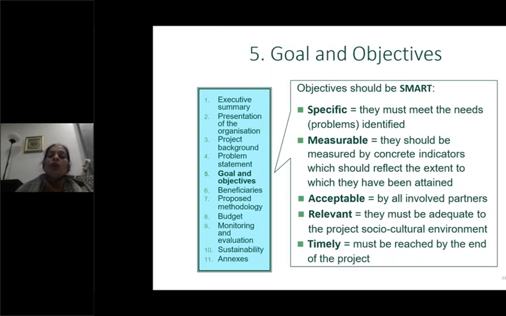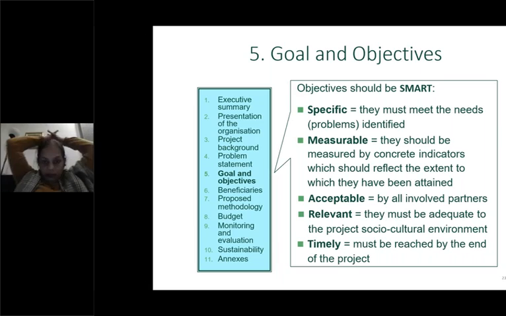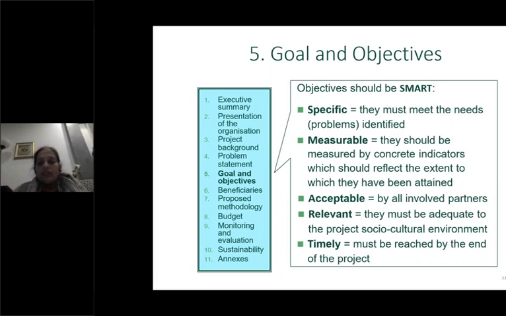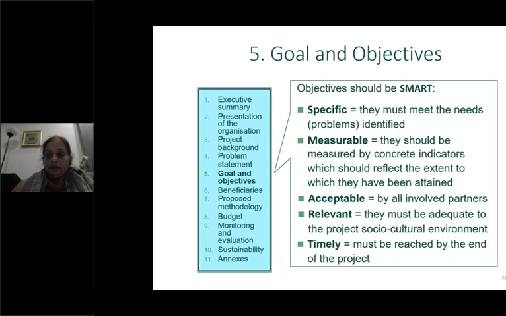And then the objective should be SMART. I think those who are from management should understand what SMART objectives are. Anybody who knows about SMART objectives? Have you heard of these SMART objectives? Anyone? Would you like to speak on these SMART objectives? What are SMART objectives? No one?